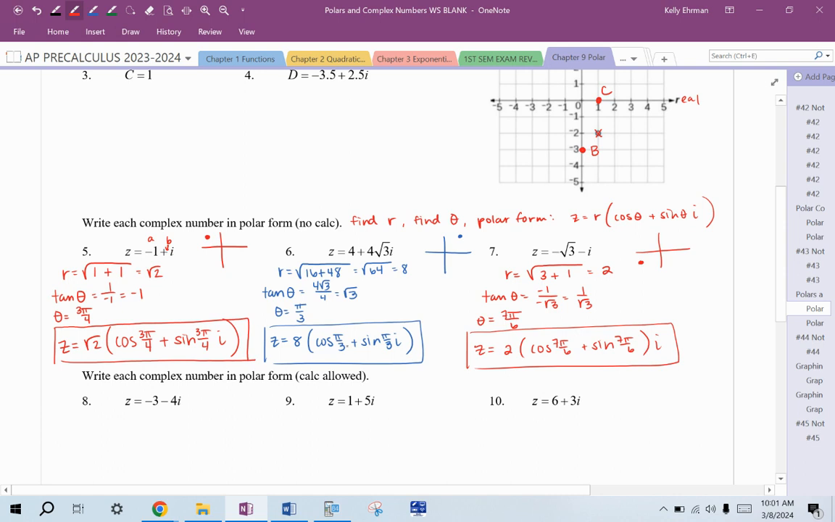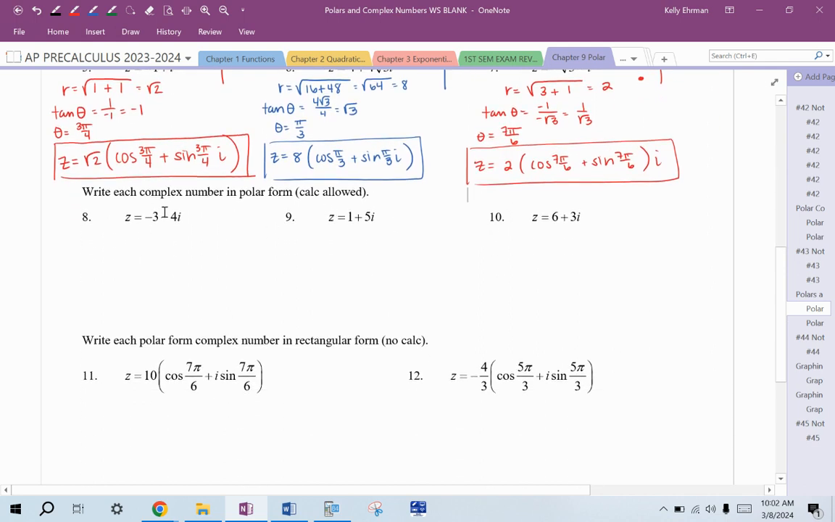Same thing here. I think for number 6 you could have used the quadrant 3 angle, so you could have said 4 pi over 3, but then you make this negative 8. Or back here, you could use the quadrant 4 angle, 7 pi over 4, but then you would make it negative radical 2. So there are different options that would simplify to the same complex number.